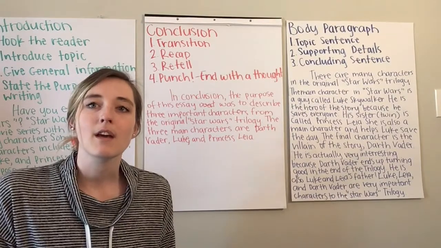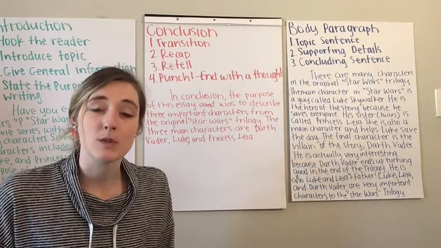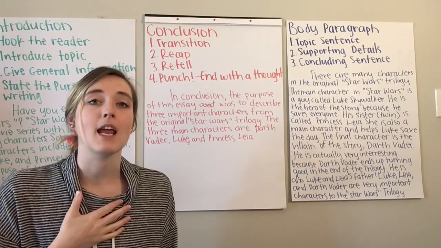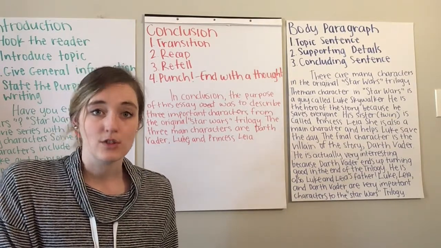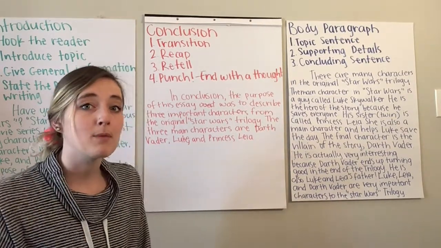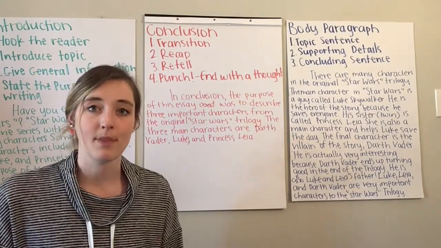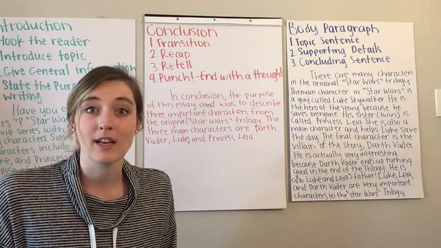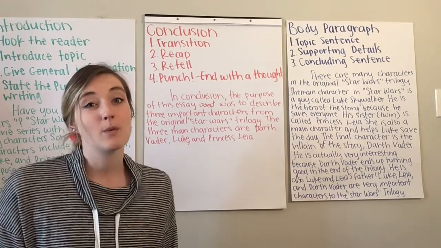Alright, and finally we are on step 4, which is end with a punch or a final thought. This is where your own opinion as a writer can come back in and connect everything that you've talked about before. In my case, I would probably write the opinion of who my favorite character is out of all 3 of them. You can honestly end it however you would like. You can end by asking a question. It's really up to you as the writer what you want to end it on.